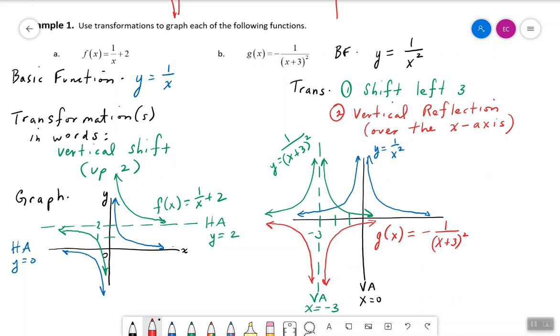So the first big objective in this section was to identify the two new basic functions. And the second big objective was to use transformations of those basic functions to sketch some graphs. We finished both of those now.